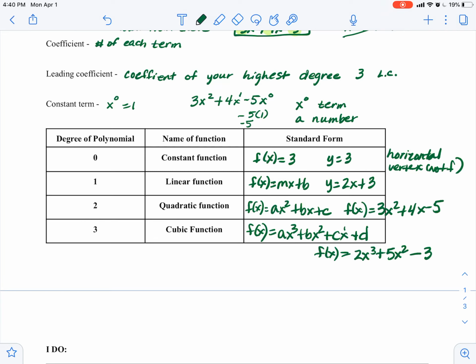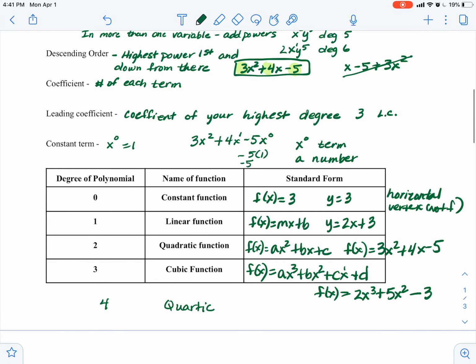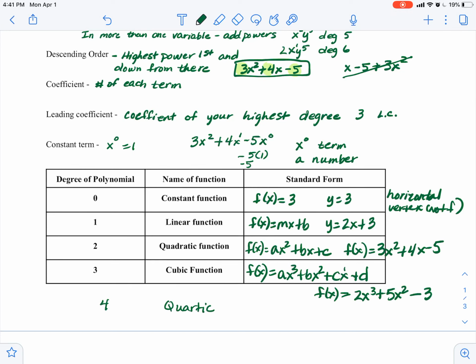So you're very familiar with lines, y equals mx plus b, quadratics, ax squared plus bx plus c, and then our cubic. Okay, and then it would just keep going. Our quartic would be our next one. I didn't write it on here. Quartic. That would be 4. And again, it would just be an x to the 4th power. Okay, so those are your vocabulary words for this piece.